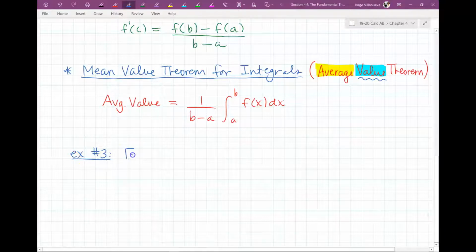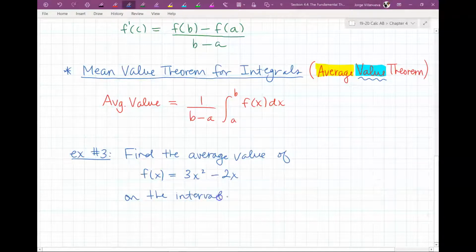So here we go. Find the average value of f of x equals 3x squared minus 2x on the interval from 1 to 4. By the way, as I'm writing this, this is another clue. Whenever they give an interval from a to b, that sounds like you have to figure out the whole area, so that's a big hint that you're integrating.